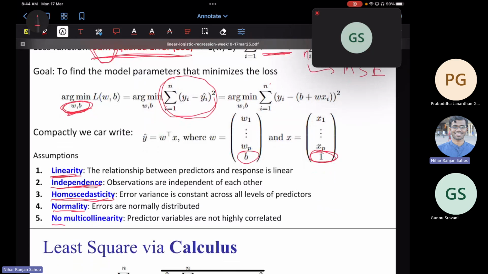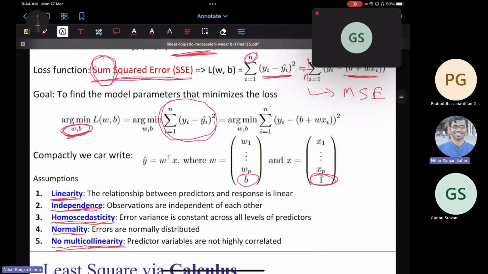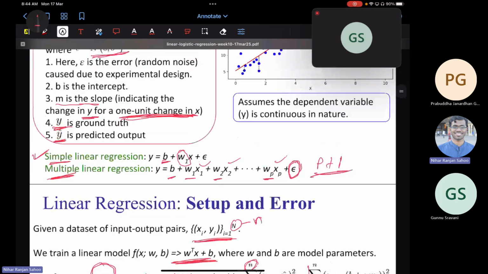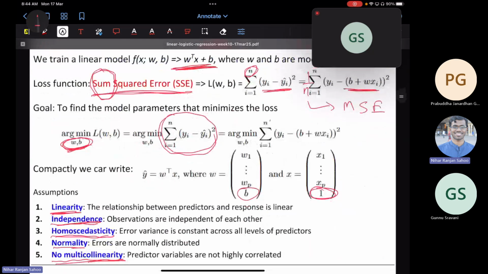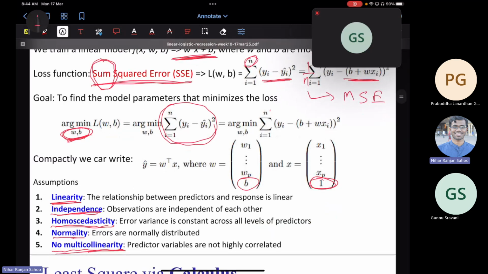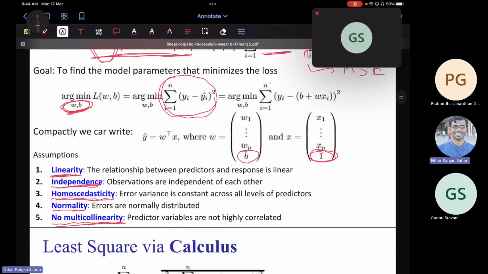Another very important point, multi-collinearity. Linear regression assumes the features are not very strongly correlated. Features meaning x1, x2, xp. They can be correlated, but the correlation amount should be very small. If they are very strongly correlated, there will be some issue. We'll discuss what the issue is and how we'll address that.